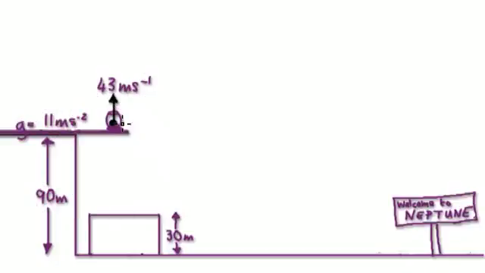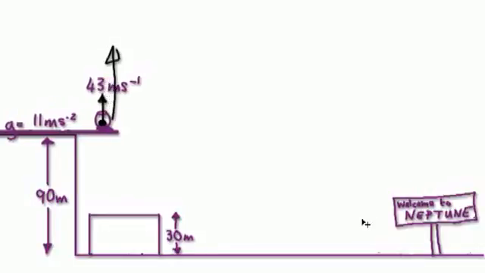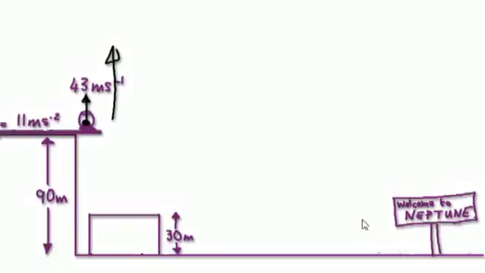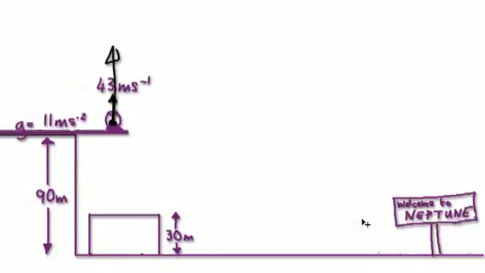Okay, so we're going to fire the cannonball vertically upwards, and then the minute we fire the cannonball, we're going to retract this cannon as usual. Calculate the total flight time for the cannonball.